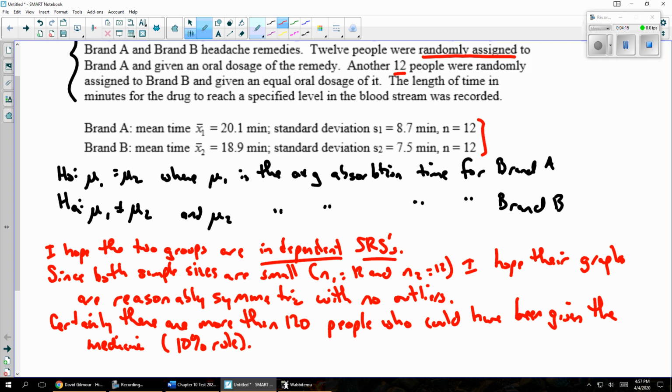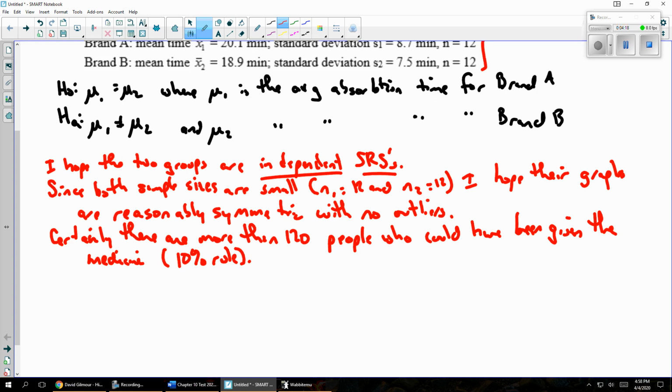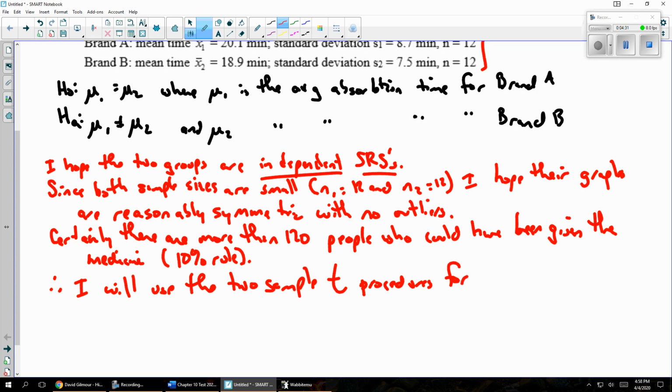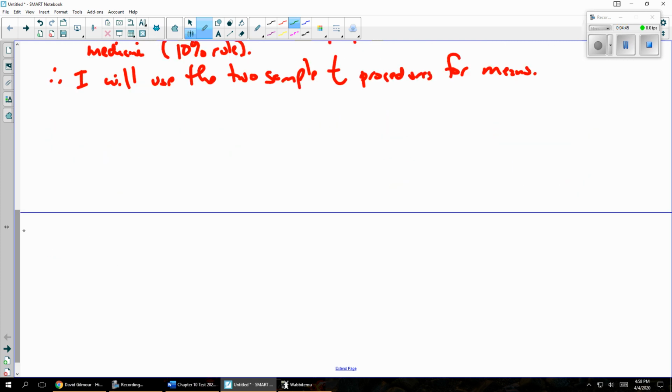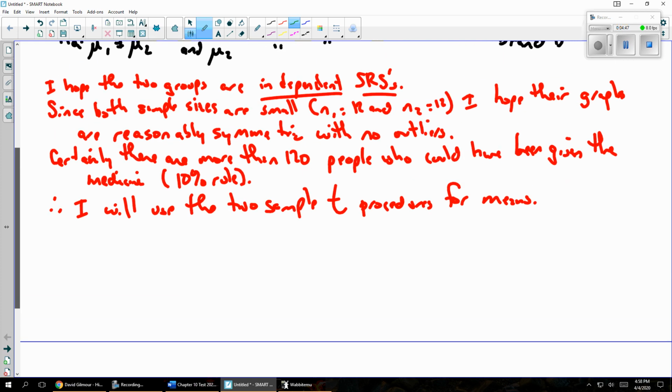So since those conditions are either met or assumed to be met, I will use the two sample t procedures for means. And again, I'm using the t procedures because I don't know the true standard deviation. I've got s1 and s2. So moving into the next part of the problem, I can talk about the formula. And the formula looks like this.